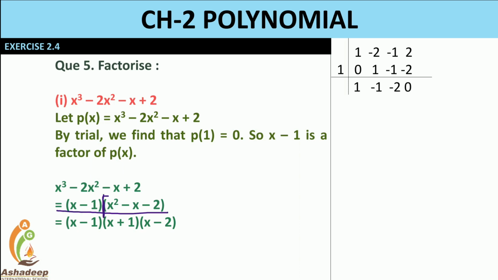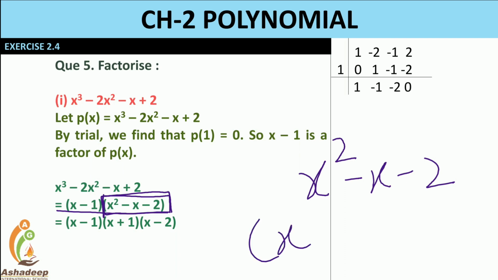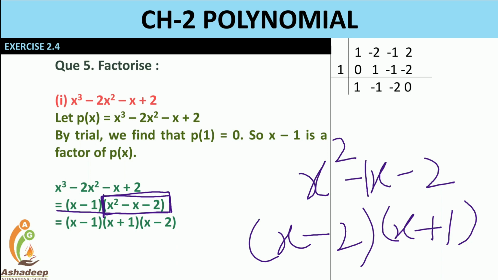Now you know very well how to factorize this. When x square is alone, meaning the coefficient of x square is 1, at that time we can write down the answer directly. 2 ones are 2, so x 2s are and x 1s are. We need here a minus 1, so the minus sign goes with the bigger digit, and the other one gets the plus 1. So x minus 1, x plus 1, x minus 2.